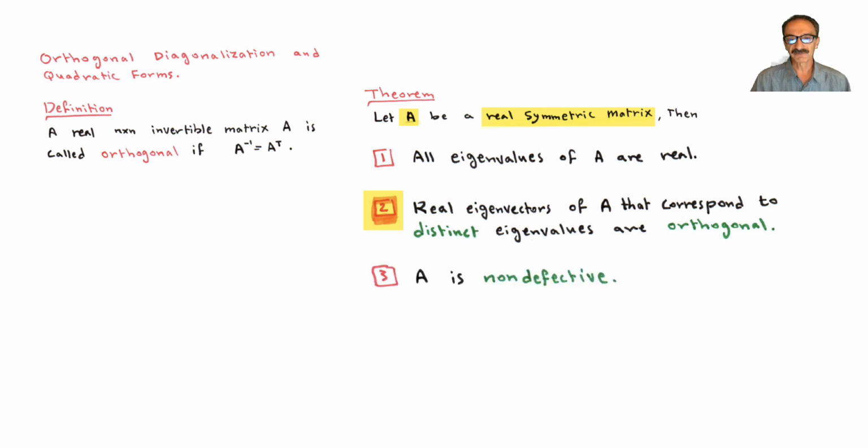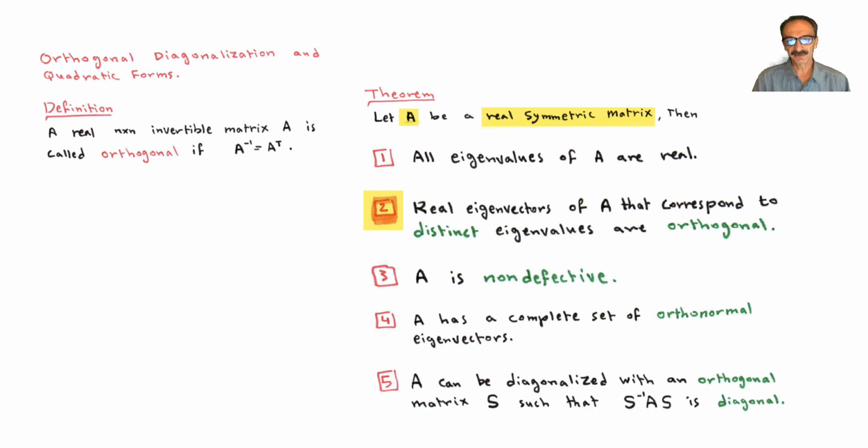Number 3. A is non-defective. Number 4. A has a complete set of orthonormal eigenvectors, which means non-defective also. A can be diagonalized with an orthogonal matrix S, such that S inverse AS is diagonal.